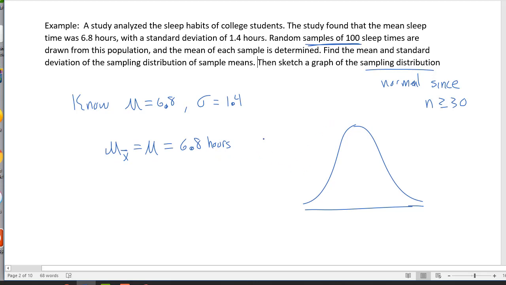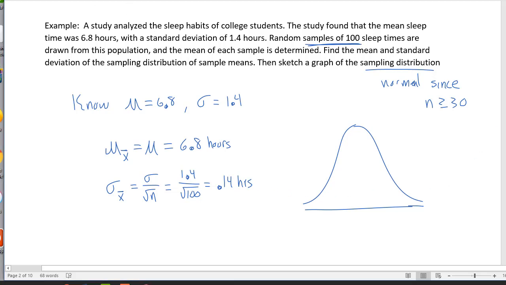So we know our distribution of sample means will be normal since our sample sizes are large enough. And in that scenario, the mean of the sample distribution equals the mean of the population. And then the standard deviation of the sampling distribution is the standard deviation of the population, which we know is 1.4, divided by the square root of the sample size. So this is 1.4 divided by 10, which is going to be 0.14 hours.